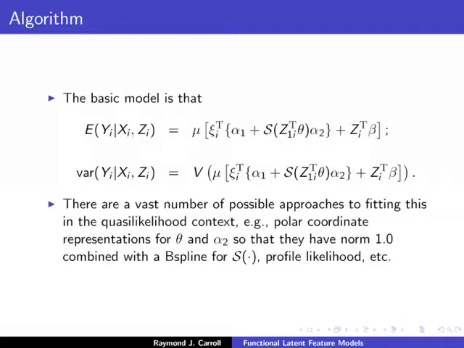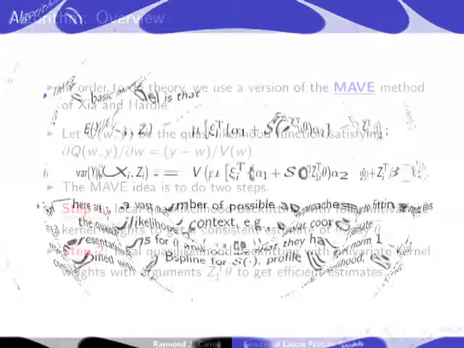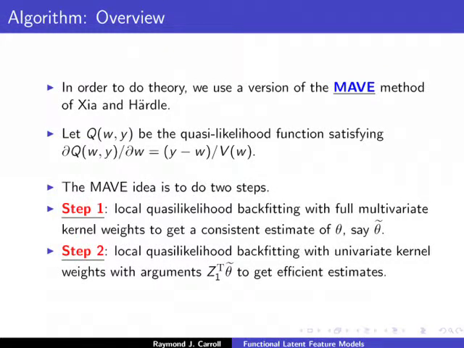And another way, now paying homage to Wolfgang and his crew, is the MAVE method of Xia and Härdle in 2006. And the MAVE idea is really a computational idea. This model is very simple to write out theory about and all that, but there are actually some computational issues. In our original procedure, Matt Wand did the programming and really had a lot of trouble with profile likelihood and keeping it stable. The MAVE method was proposed as a way of making the computations easier, and it's simply a two-stage approach.